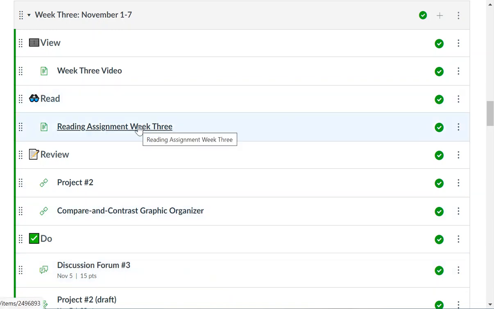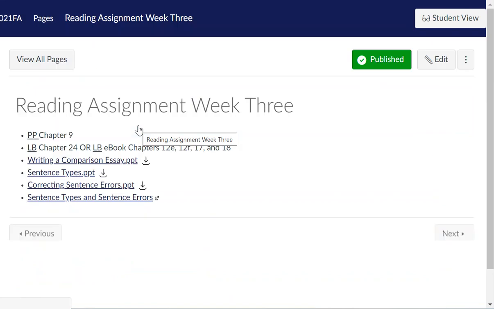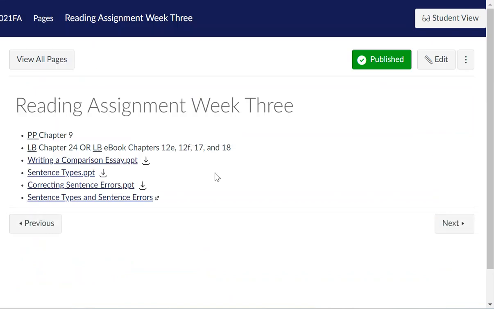For week 3, you'll start with your reading assignments. You have chapter 9 in Patterns for a Purpose. You have either chapter 24 in I'll Be Brief, or if you're using the ebook, you'll look at chapters 12E, 12F, 17, and 18. You have a plethora of PowerPoints that are available to you to help you through both the grammar and usage checkpoint this week, as well as getting ready to write your comparison essay.